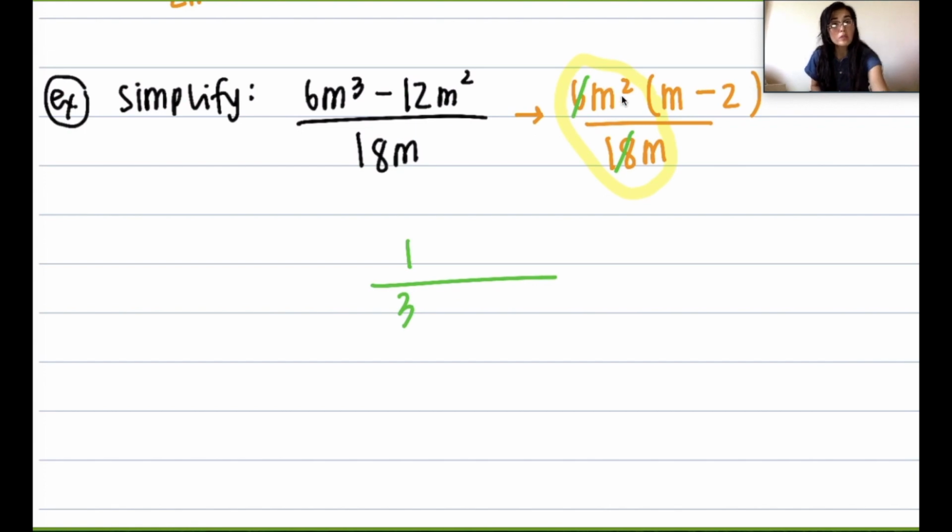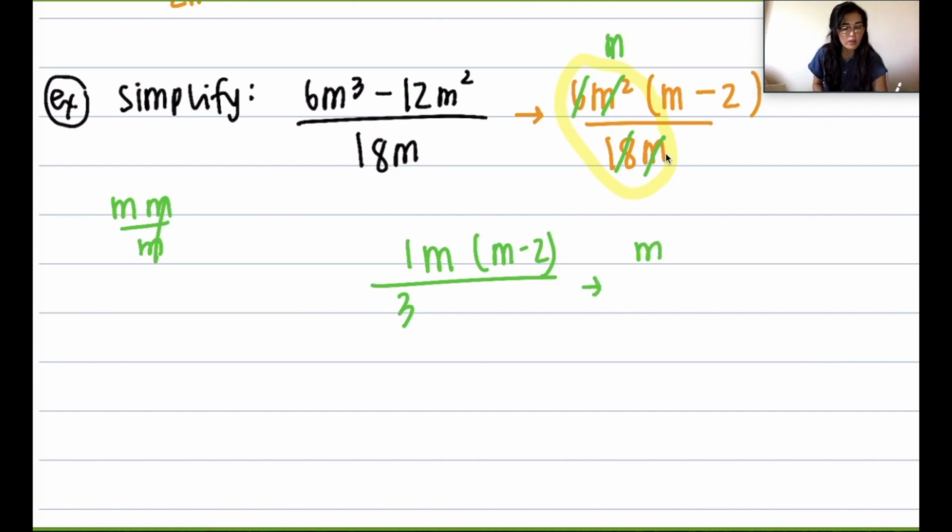Look at your m's also. I have 2 m's here and 1 m here. So this would simplify down to just 1 m on top. Because again, we've got m and m over m. That cancels, and that will leave us 1 on the top. So we're going to leave the m on the top. And then that m minus 2 is still on top, is going to remain on the top. So final answer, we can rewrite this as m minus 2 all over 3.